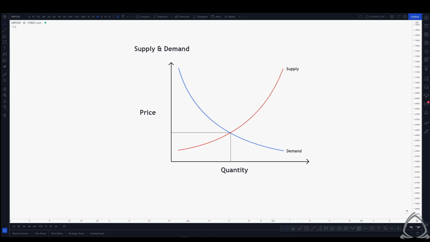Things and really just how our economies at scale operate. Whether we relate this to buying groceries, buying video games, buying clothes, or even buying currencies, supply and demand is at the forefront of the decisions that are being made.